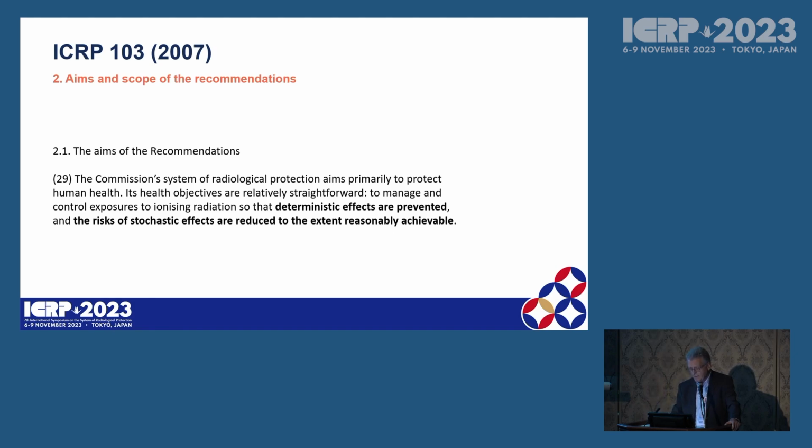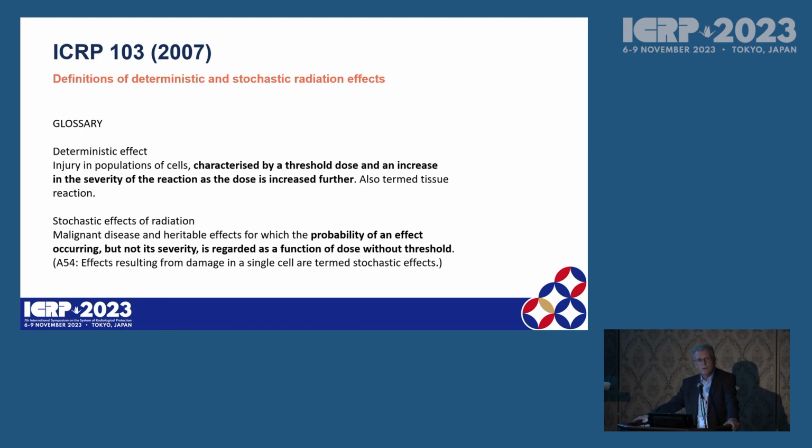We have to keep this in mind as we discuss the two terms, and maybe it would be good to see how ICRP itself has defined these terms in the glossary of these recommendations from the year 2007. Deterministic effects are defined as effects due to injury in populations of cells, characterized by a threshold dose and an increase in the severity of the reaction as the dose is increased further. And they say here that these are also termed tissue reaction, which we will discuss later, the terminology. But here you see characterized by a threshold dose and an increase in the severity of the reaction. So these are the things that we think we can avoid by staying below the threshold and therefore prevent these effects completely. This is the idea.